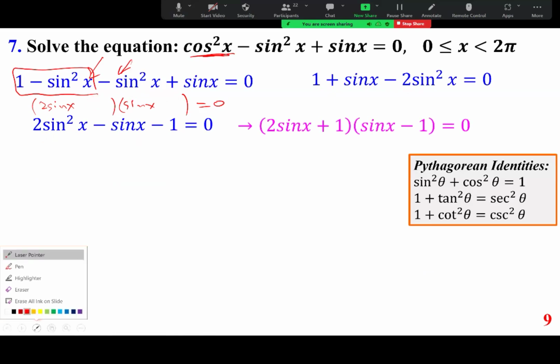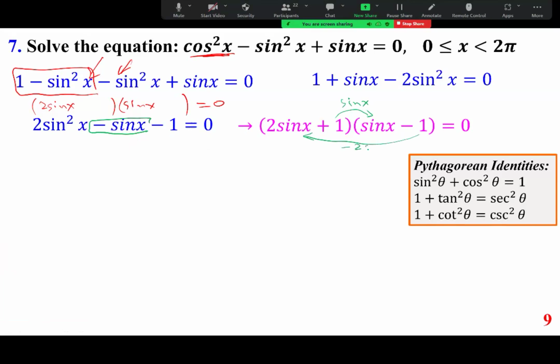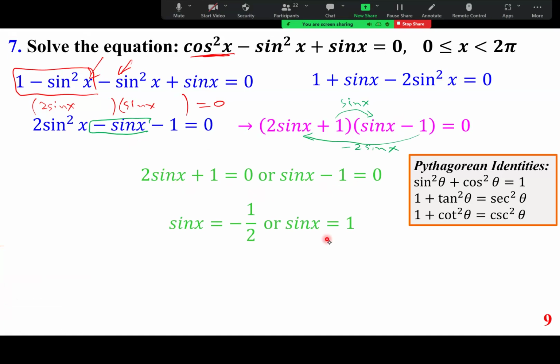This is how you check, class. Obviously, this is 2 sine squared, this is -1. You have to check the middle term by saying, okay, the product of these two is sine x. The product of these two is -2 sine x. Their sum must be negative sine x. It is. We are done. It's correct. So either one is 0. That means 2 sine x plus 1 is 0, or sine x minus 1 is 0. This results in sine x being -1/2. This results in sine x being 1, my apologies.